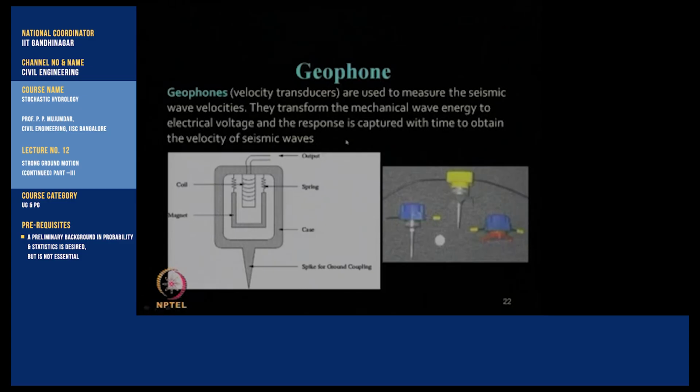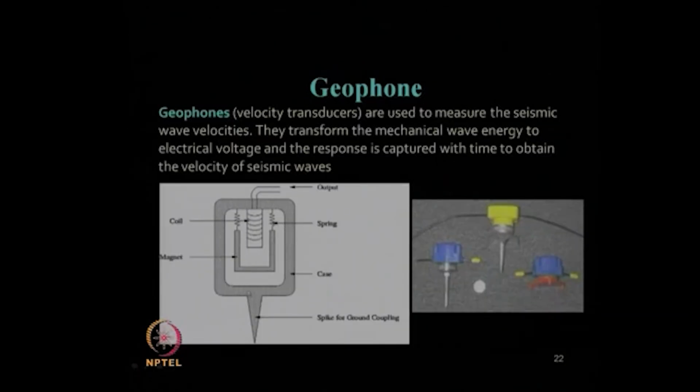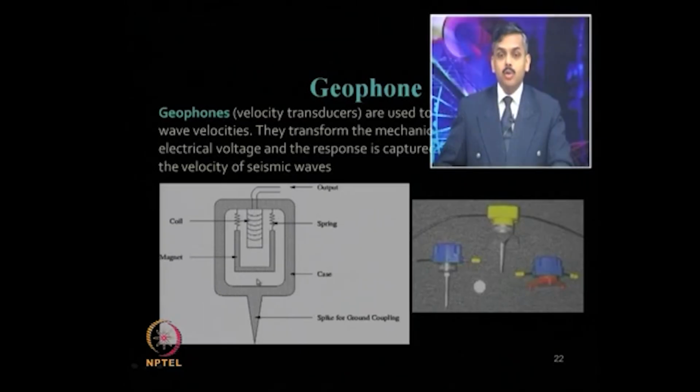So, we will discuss when we talk about the field data of various seismic waves, how this geophone records what value, and from that how we can estimate the various seismic waves. So, this is how a geophone looks like. This is the output that comes out from this. Inside there will be a spring arrangement, a coil arrangement, a magnet over here, and this is the casing, and this spike is for ground coupling. That is, you can insert it on the ground surface like that.